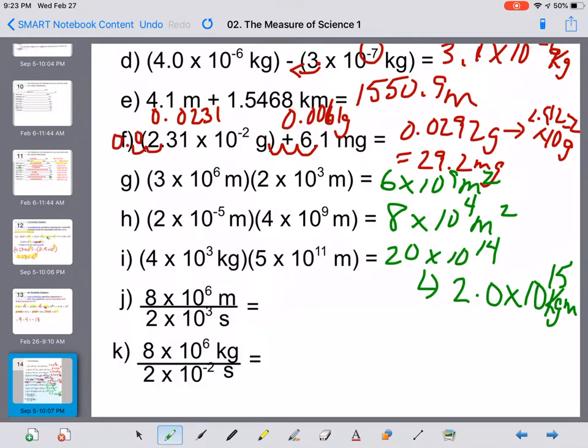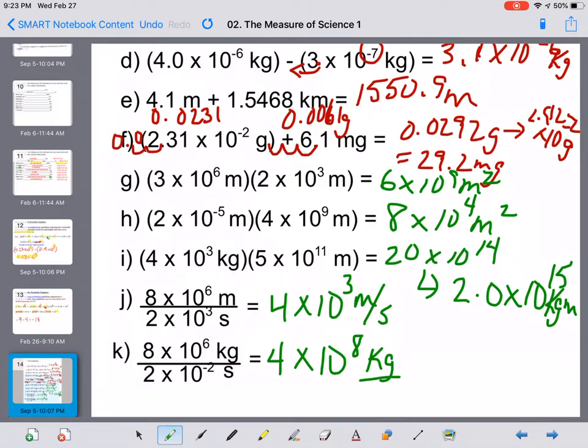When I divide, I've got 8 divided by 2 gives me 4, and 6 subtract 3 because it's a division is times 10 to the 3. And I've got meters over seconds. And the last one in K, 8 divided by 2 gives me 4 times 10, and then I've got 6 divided by 2, which is 6 subtract 2 from the exponent power rule. 6 subtract a negative 2 is like 6 plus 2, that's 8, and so I've got kilograms over seconds.